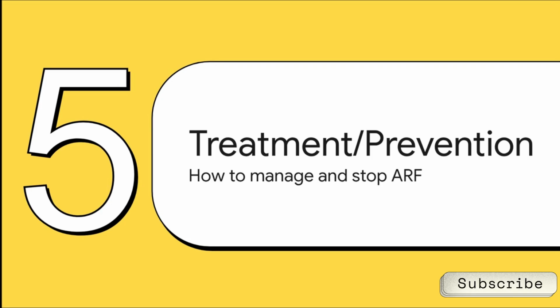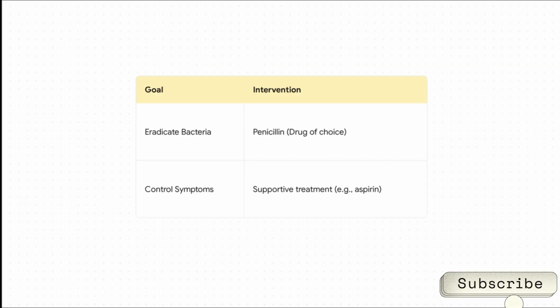Okay, we know what it is, how it happens, and how to diagnose it, so let's wrap up with the really important stuff. How do we treat it? And even more importantly, how do we stop it from happening in the first place? The treatment strategy has 2 main goals. Goal number 1, eradicate the bug. We have to get rid of any leftover strep bacteria, and for that, penicillin is our go-to. Goal number 2, calm down the inflammation.